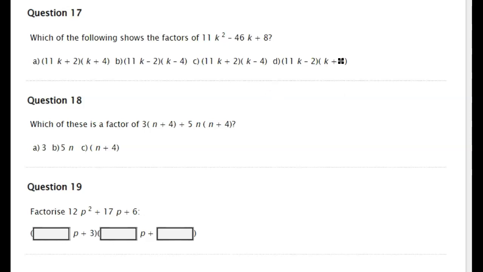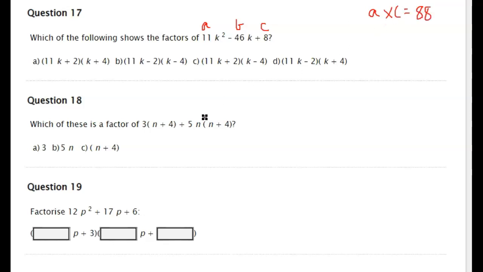All right, so basically the first thing we do is identify A, B, and C. A being your coefficient of k squared, B being your coefficient of k, and C being your constant. Now, when we're factorizing non-monic trinomials, we need to work out A times C first of all, which is 11 times 8, which is 88.